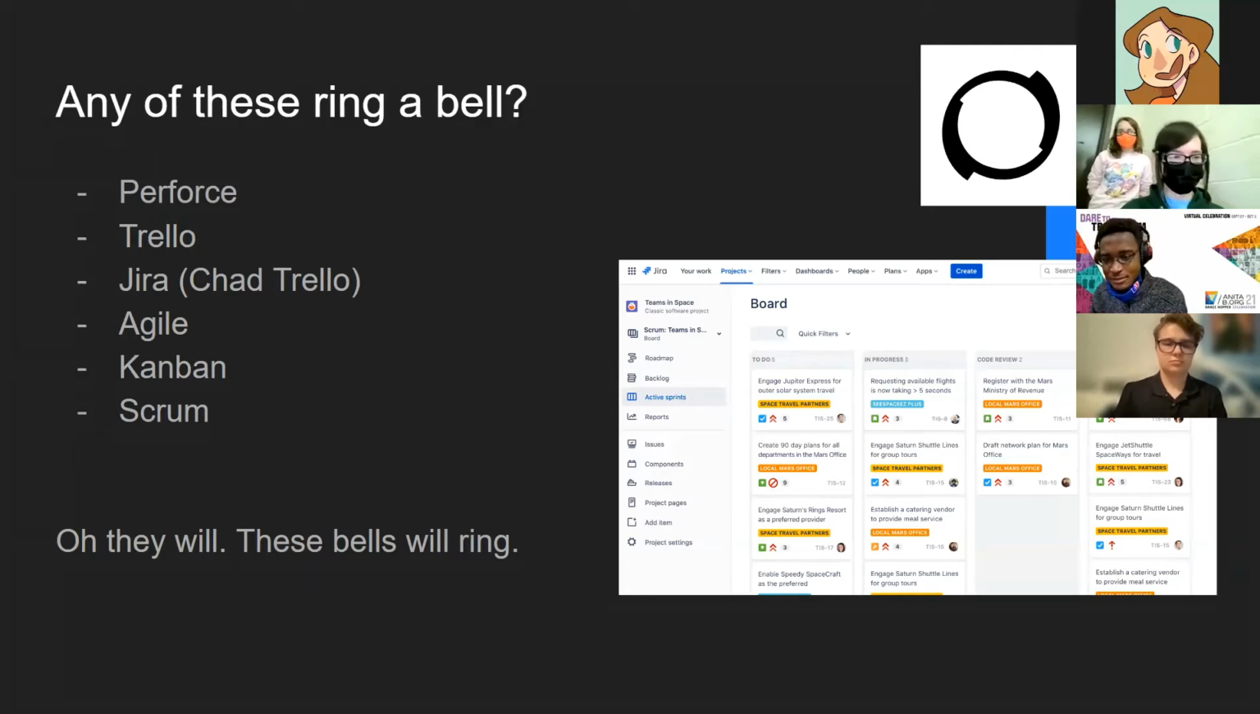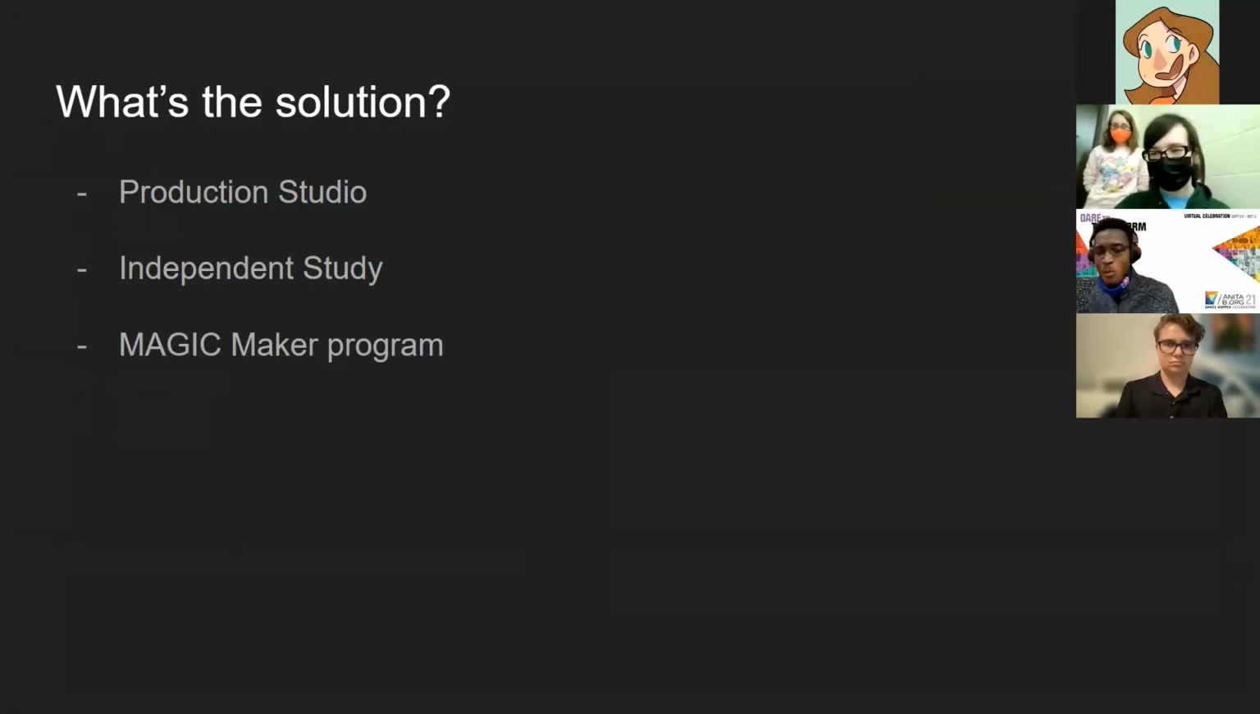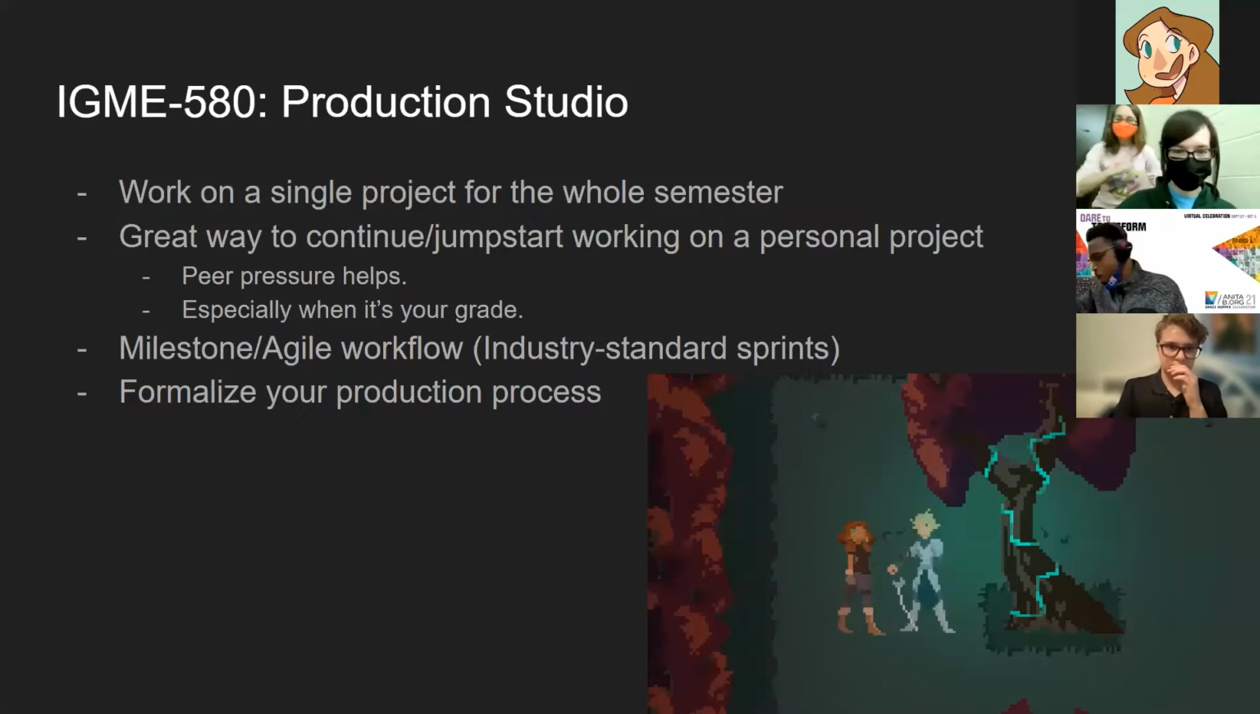But yeah, if you haven't heard these yet, you're going to hear of at least one of them very soon. So how do you get out of not having a lot of cool stuff to work on in your classes? These three programs is how. You have Production Studio, you have Independent Studies, and you have Magic's Maker program. So let's go ahead and get into Production Studio.